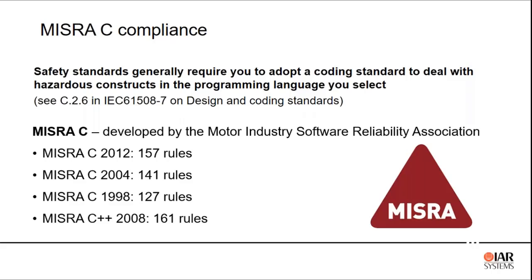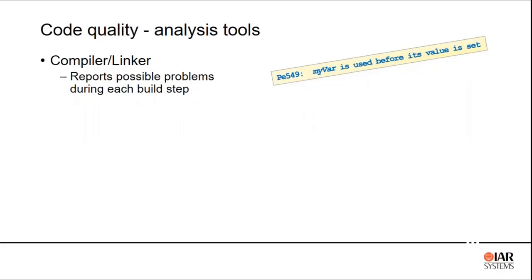And of course, there is MISRA C 2012, 2004, even MISRA C++ 2008. So with, of course, more or less rules to help you follow the coding standards, and the tools that are available can, of course, support it. When we talk about code quality, it's not only the dedicated tools that will solve that for you. I mean, the code quality comes from different parts in your development. It starts, of course, with the compiler and the linker, reporting some possible problems during each build step.